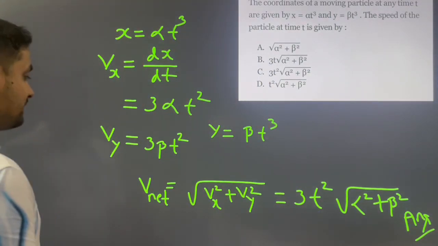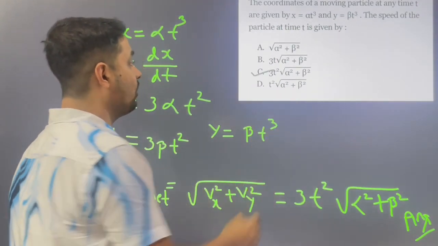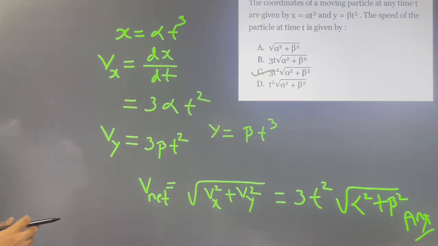So which is the right answer? Here it is 3t square root under alpha square plus beta square. Option C will be the right option. Okay, now we'll go for the next question.